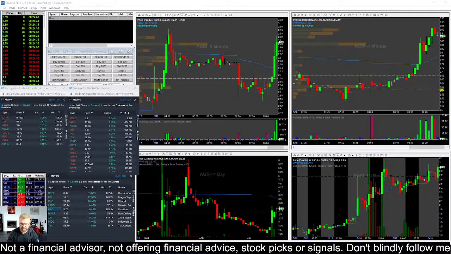Pretty sure I saw Agri there. Now I've got to sort out my scanners again. Well, this scanner in particular. So over $2, over 10,000.